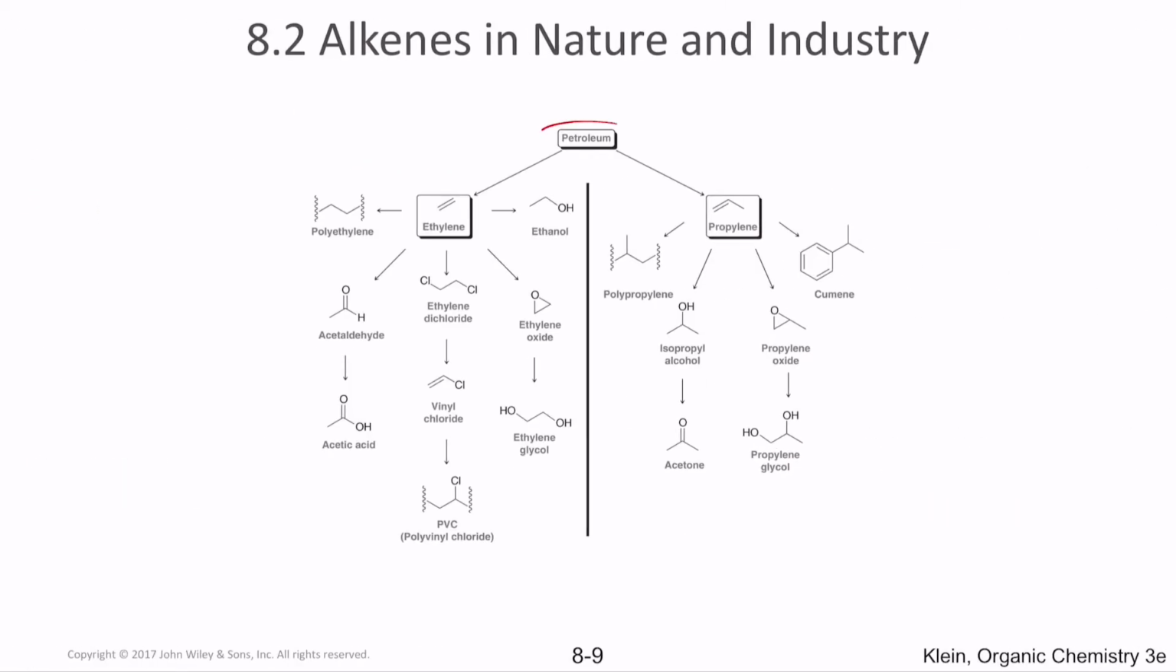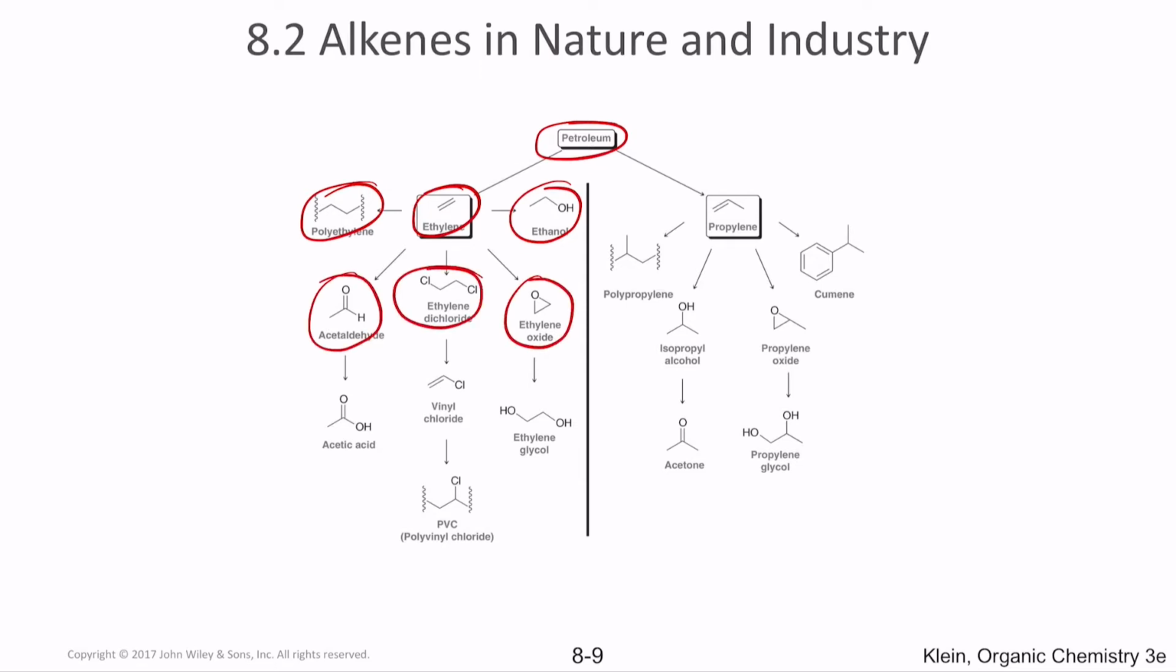So when we start with petroleum, we have ethylene. From ethylene, you can make polythene and ethanol, and you can also make acetylene. You can make ethylene dichloride. You can make ethylene oxide. From acetaldehyde, you can make acetic oxide.